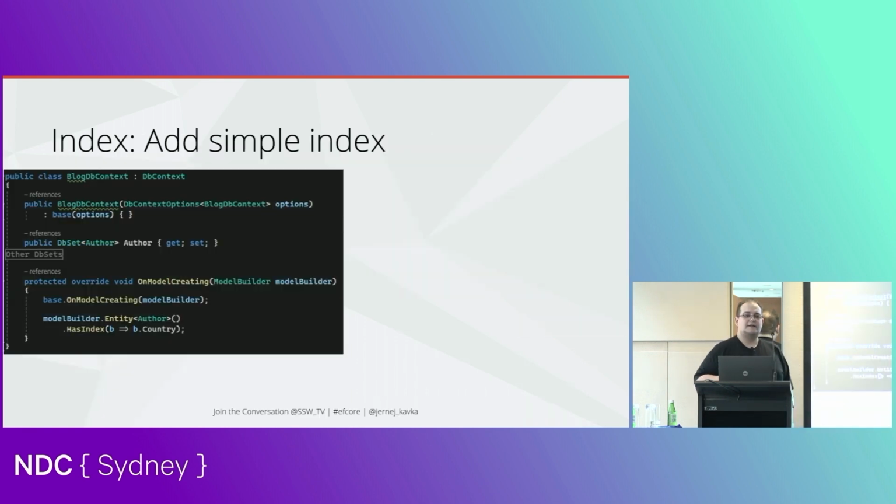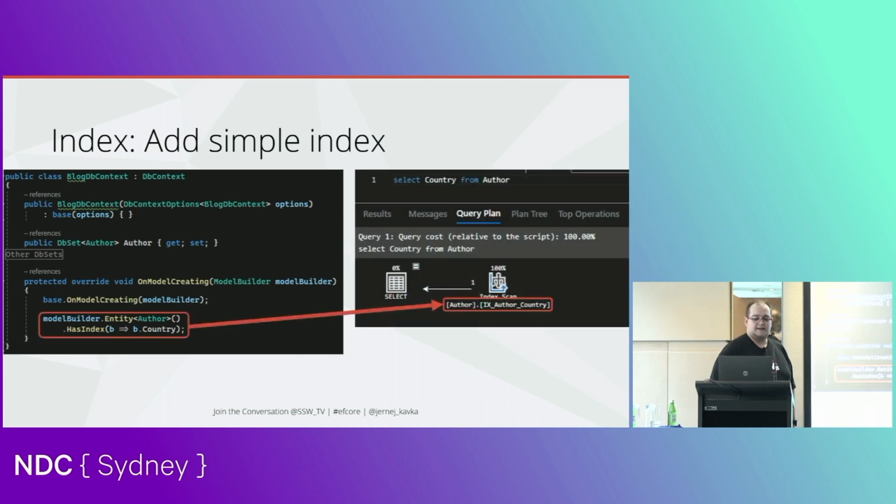Now, how do we actually add indexes in EF Core? Well, the simplest thing here is when we do OnModelCreating, we can just say for the entity, do HasIndex, and you add the country. And when we do select country from author, what you can see over here, now we have IX_Author_Country. Now what that means is it no longer queries the original table. Now it queries directly just the index.